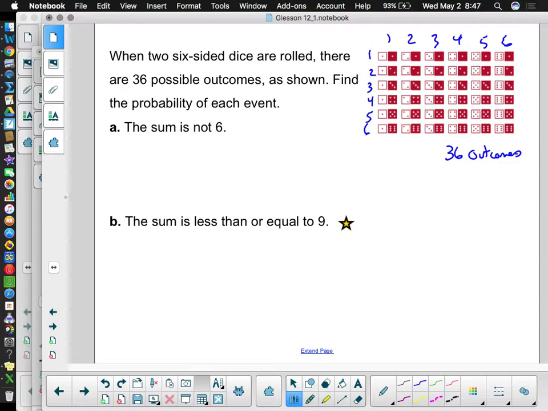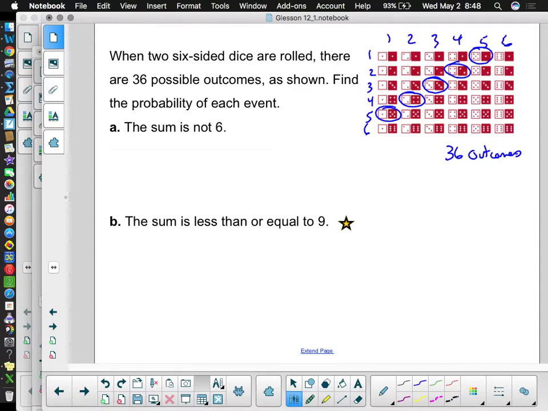The first asks, what is the probability the sum is not a 6? All right. Well, it might be easier, since I got 36 outcomes, rather than counting all the ones that aren't 6s, let's count the ones that are 6s and subtract that from 36. So where do I get a 6? Well, 5 and a 1 gives me a 6. 4 and a 2 gives me a 6. 3 and 3 gives me 6. 2 and 4 gives me 6. And 1 and 5. Those are my 6s right there.